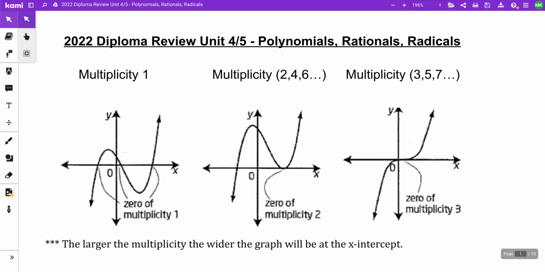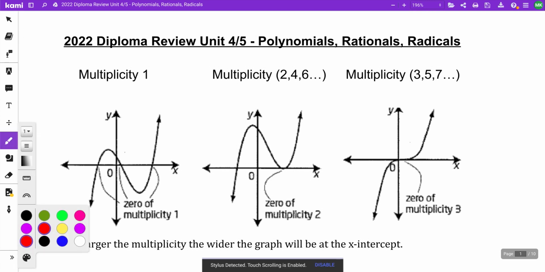Cool. Multiplicity is one of the definitions that we learned in this unit. Multiplicity basically meant how many factors of something you had. So if something had multiplicity 1, meaning there was only one factor of that thing, when it crossed through the x-intercept, we said it just went straight through it. It slashed straight through, like right here. See how it goes straight through that x-intercept, straight through that x-intercept, straight through that x-intercept. That means when you make that equation, it's only got one factor of that x-intercept.